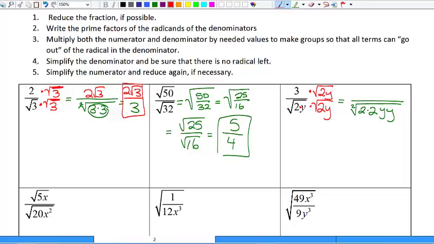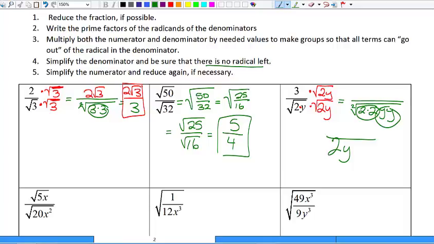Step 4 says simplify the denominator. So I have a group of 2 here, and he goes out, and a group of 2 here, and that goes out. So my denominator is just 2y. Yay, there's no radical left. And that's what step 4 says. Make sure that there's no radical left. If there still is a radical left, you probably didn't pick your red correctly. On the last step, it says simplify the numerator.